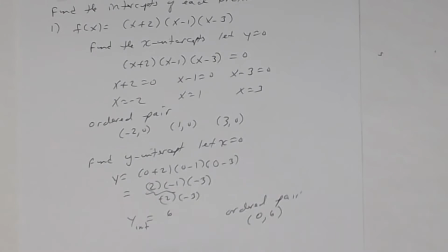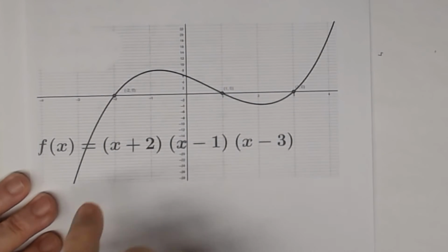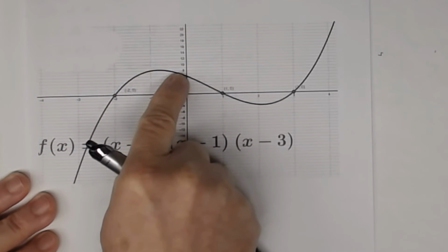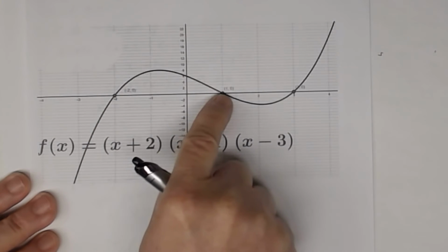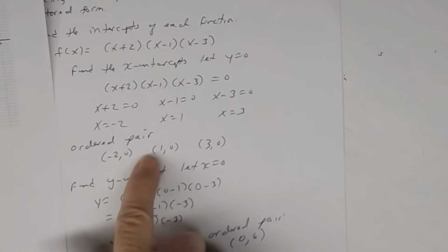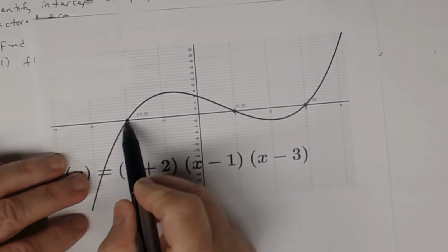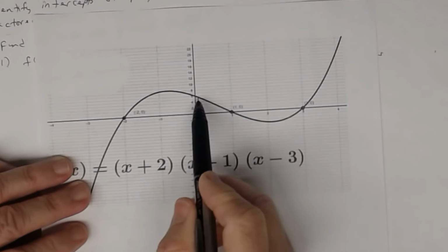All right, now here's what the graph looks like, just to show you. So here's the graph of this function, this polynomial function. See the smooth curve, right? Smooth turning points. Those 3 points here are your x-intercepts, which we just found. So your x-intercepts are -2, 1, and 3. So here's -2, here's 1, here's 3, correct? And then here's your y-intercept.